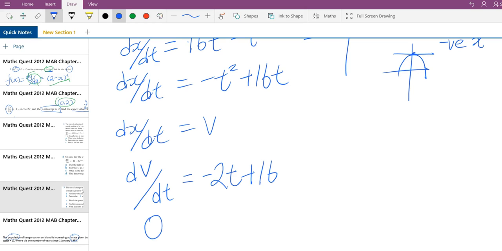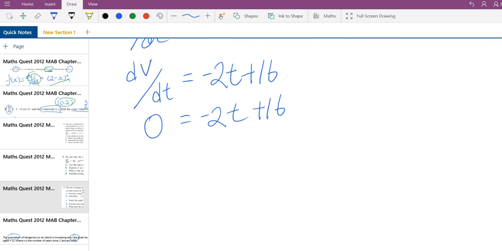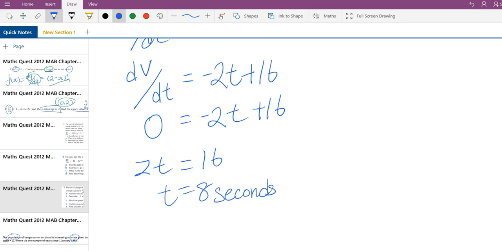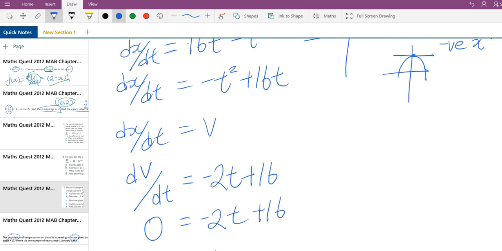We know the maximum speed happens when the gradient is equal to 0. So 0 equals -2t + 16. We rearrange it: 2t equals 16, moving the 2t to the other side, and then t is equal to 8 seconds. So right now we know the gradient of the velocity function is 0 at t equal to 8.